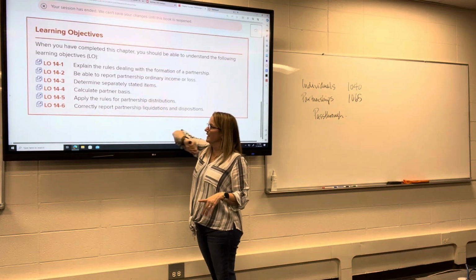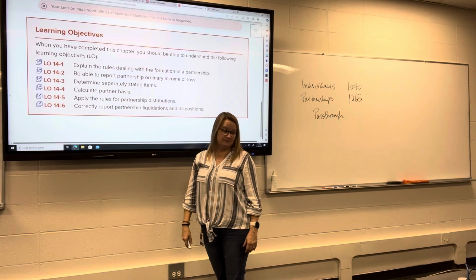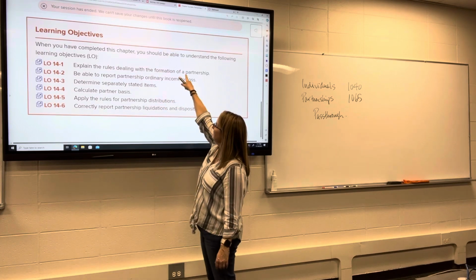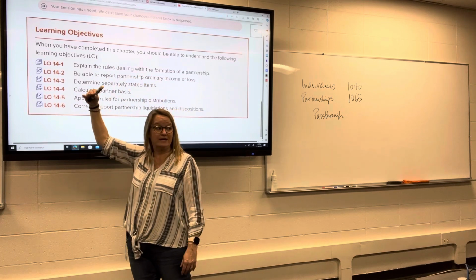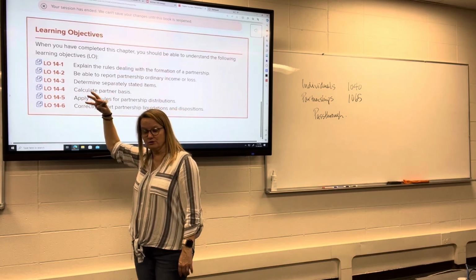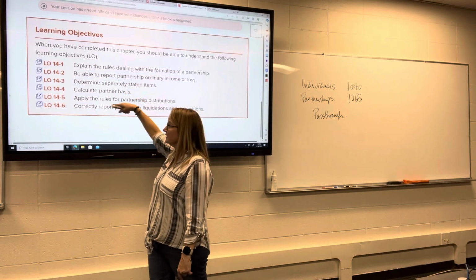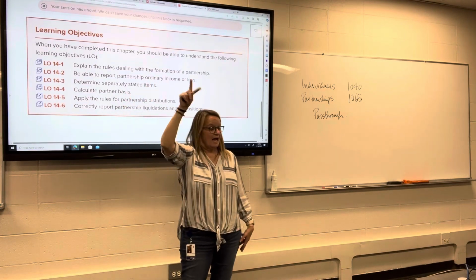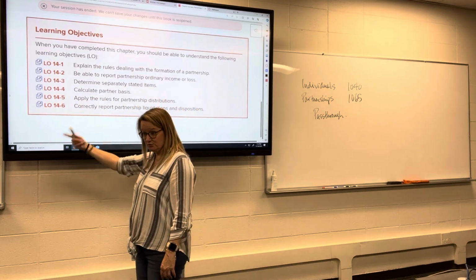Then we've got a whole section to talk about calculating partner basis. Okay, we're going to talk about that a little bit up here because we have to have a starting basis. We have to have a starting point for what the value of our partnership is to us, and then items. This calculating partner basis has to do with how we calculate that as the partnership progresses.